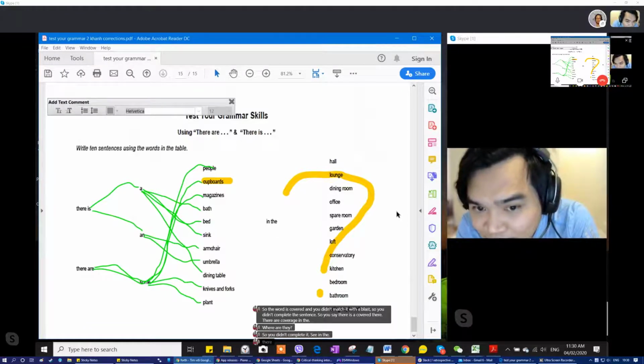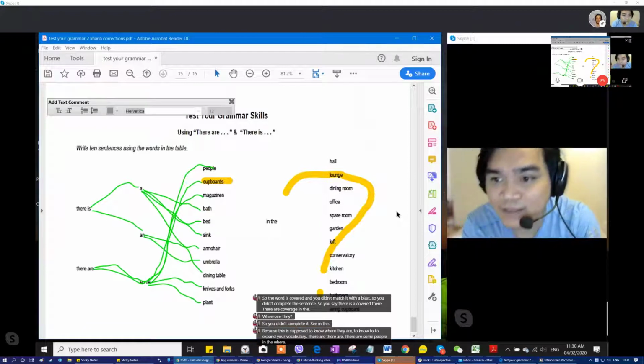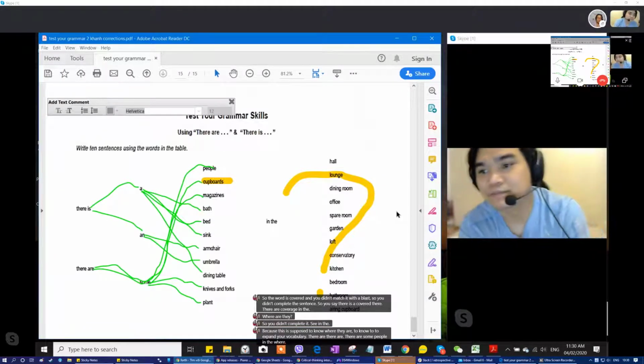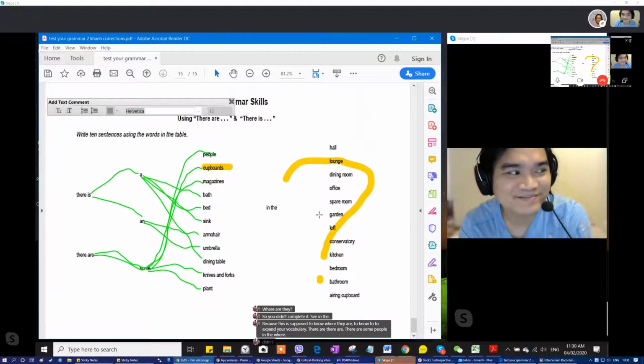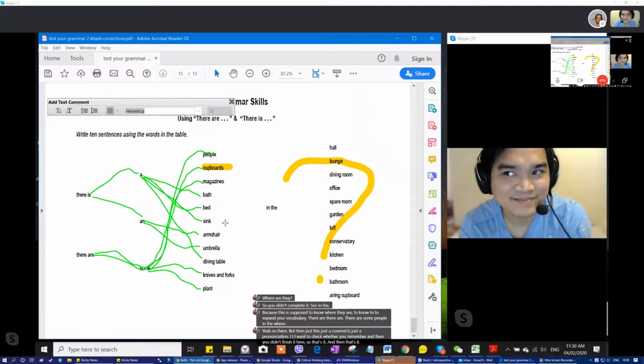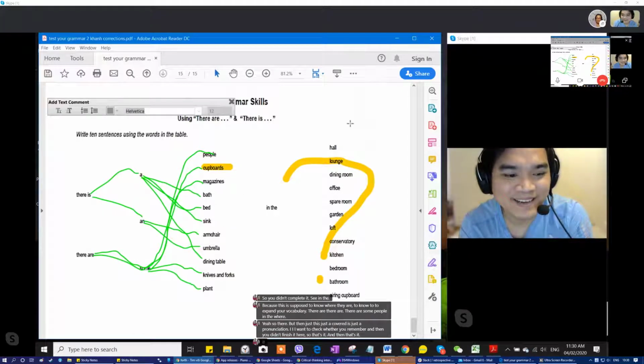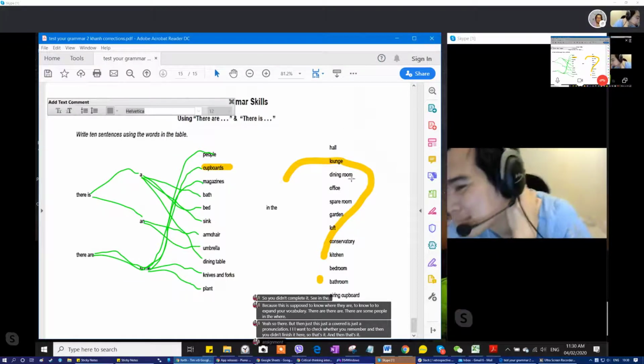There are some people in the... Oh, I see. I can see it now. Yeah, so there. But then just the cupboard is just the pronunciation. I want to check whether you remember, and then you didn't finish it here, so that's it. That's for right now. So we're done. I'm sending you another assignment soon, for you to work on.